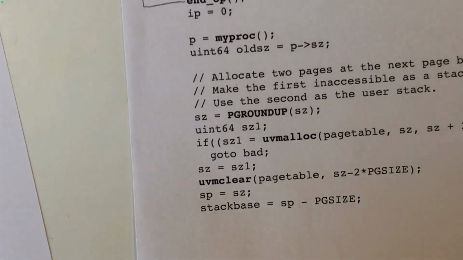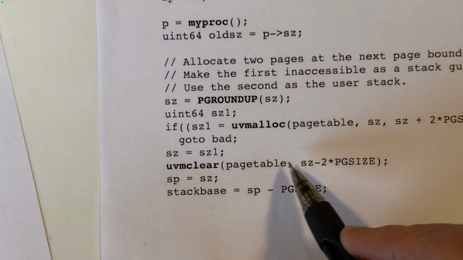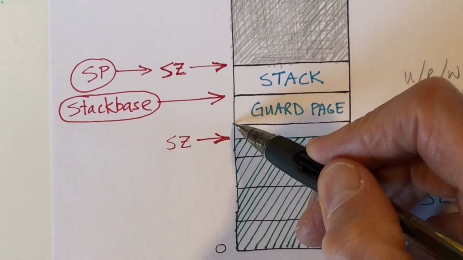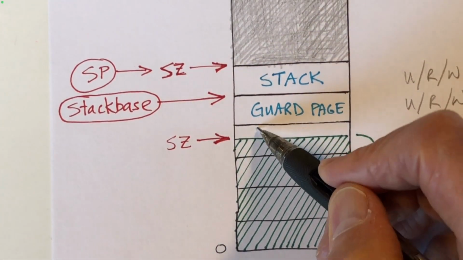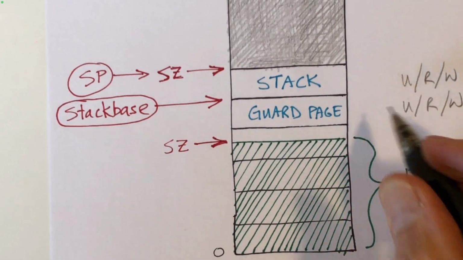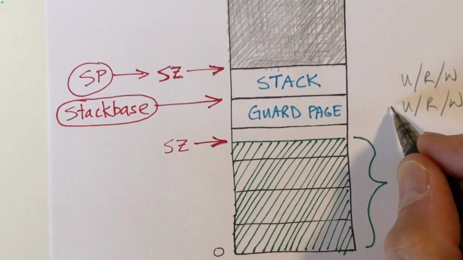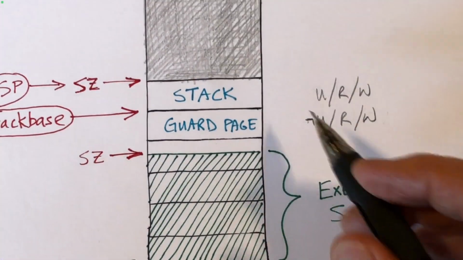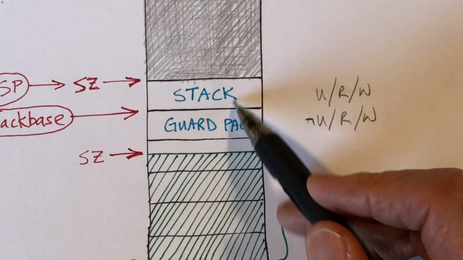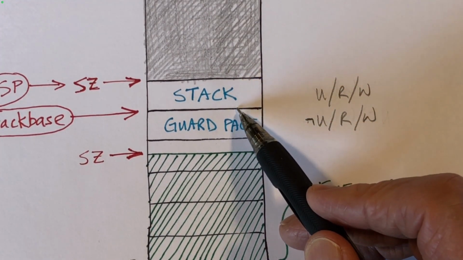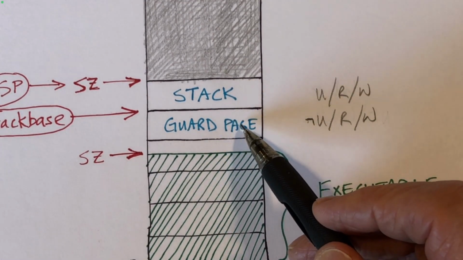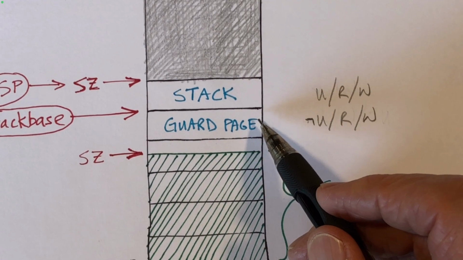The next thing we do here is call UVM-clear, and we're passing it the size pointer minus 2 pages. At this point, the size pointer has been incremented by 2 pages, and decrementing 2 pages, we're pointing at the guard page. So we call UVM-clear, which is going to mark this thing as not accessible in user mode. If the user mode program tries to grow the stack, which grows downward, beyond one page, it will try to access this guard page, and that will abort the user program.